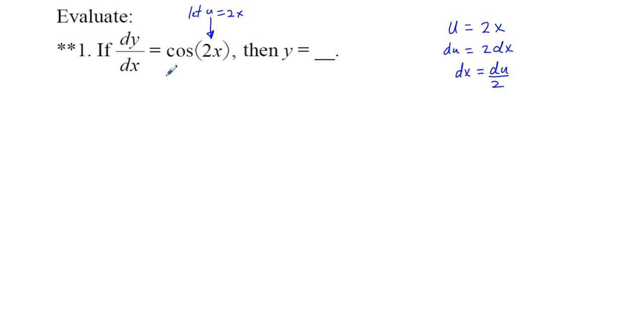Okay, let's go ahead with this problem here. If we have dy dx equals cosine 2x, we can work toward making a y-equal equation by multiplying both sides of the equation by dx. So it's like cross-multiplying the dx. So we come up with dy is equal to cosine 2x dx.